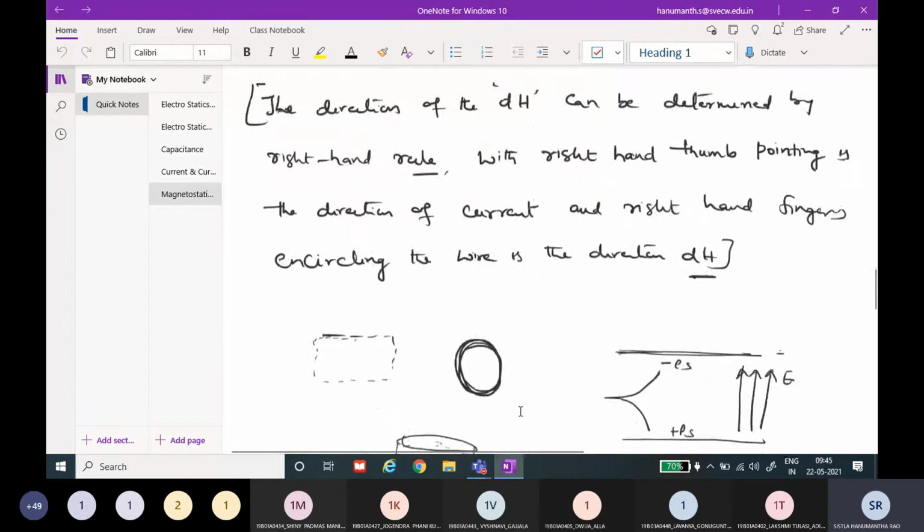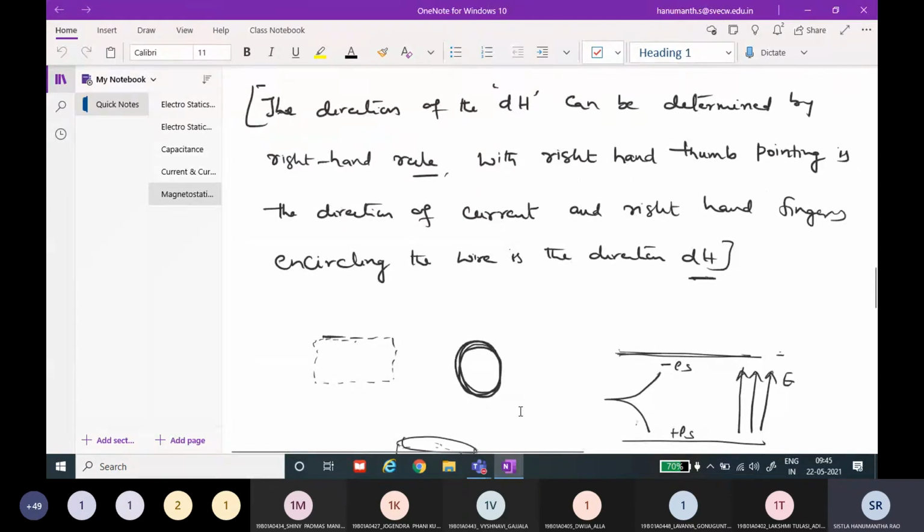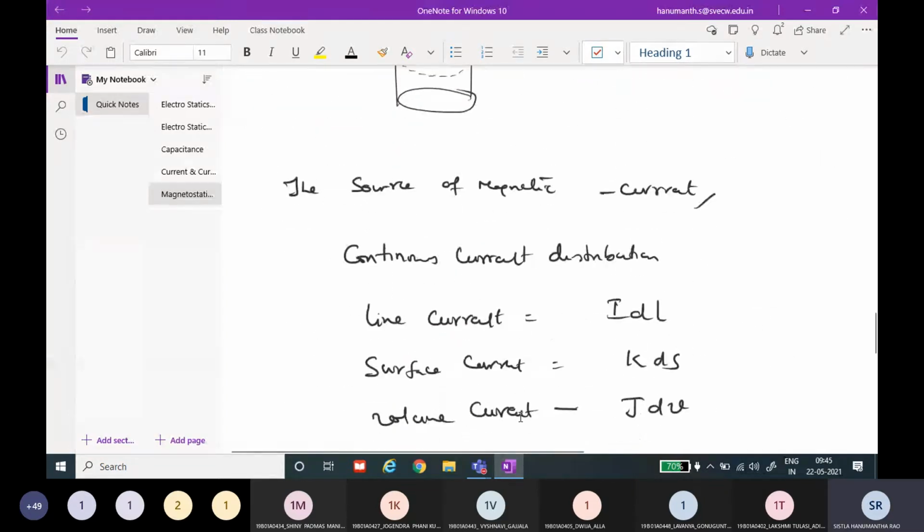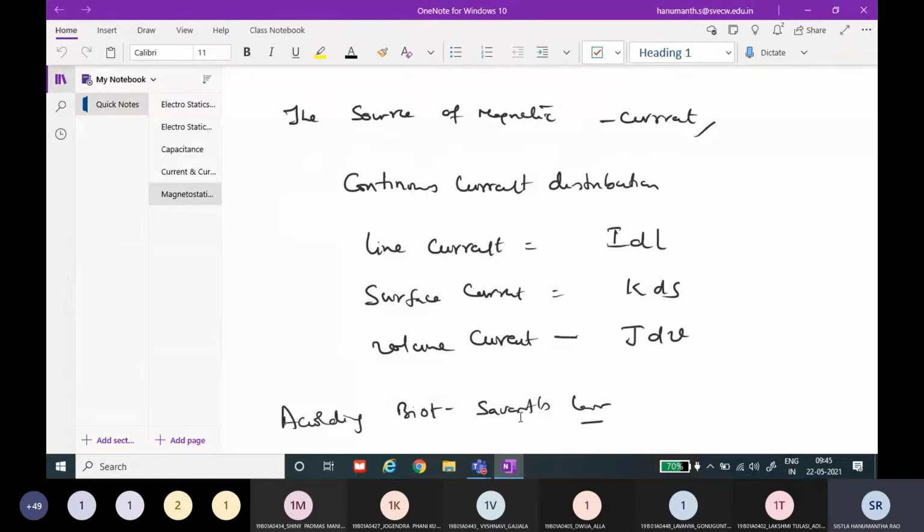One more thing: the direction of the magnetic field intensity is in circular closed loops. If the current is moving along the z direction, assuming the right hand thumb rule, if the thumb points in the direction of the current, the right hand fingers encircle the direction of dH, the direction of the magnetic field intensity. So the magnetic field intensity is always in a closed loop.